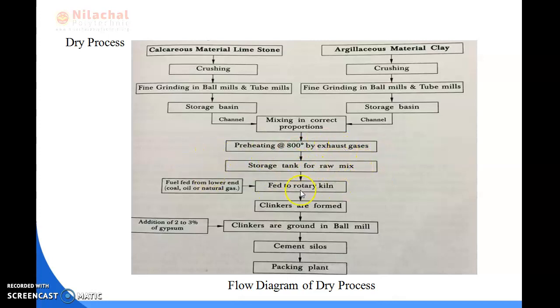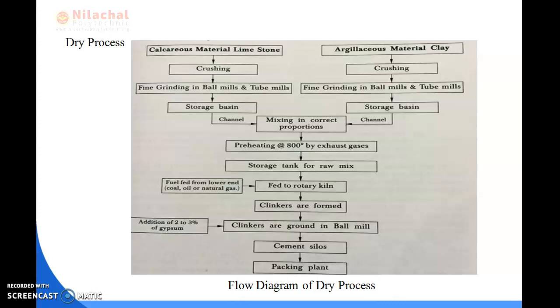Then after that, it is fed to the rotary kiln. Fed to the rotary kiln means what? It is one type of steel tube, and its diameter mainly varies from 2.5 to 3 meters or so. It is a cylindrical tube, and its length varies from 90 to 120 meters. These raw materials are burned in the rotary kiln at a temperature of 800 degrees Celsius, or you can say 1400 degrees Celsius.